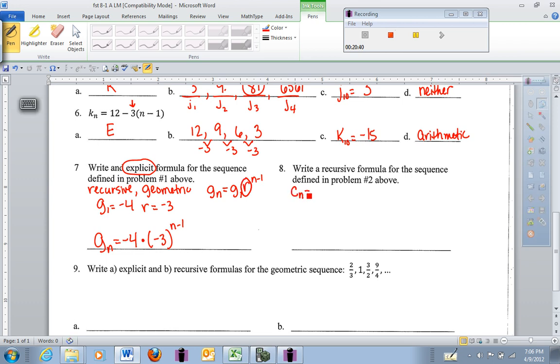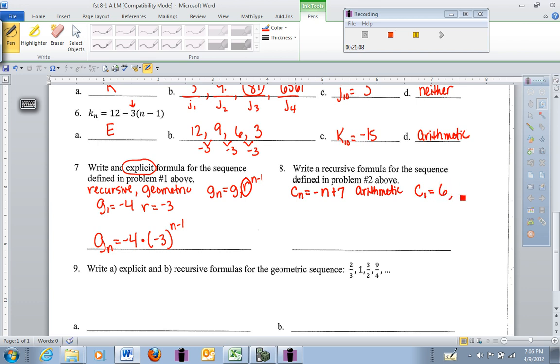It was c sub n is equal to the opposite of n plus 7. I want to write a recursive formula for this, and it was arithmetic, right? Okay, well I need to know two things to write my arithmetic recursive formula. I need to know the first term. I'll call it c sub 1. Well, I can look back and I can see that c sub 1 was clearly the number 6, right?